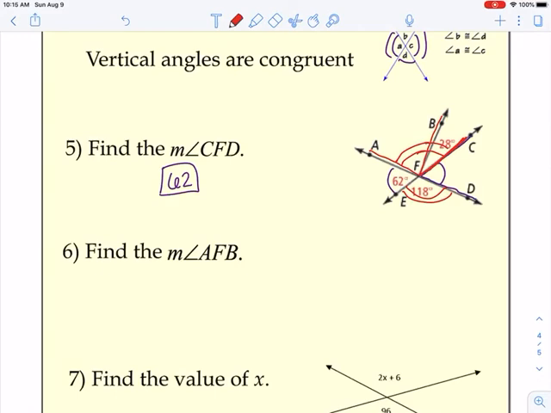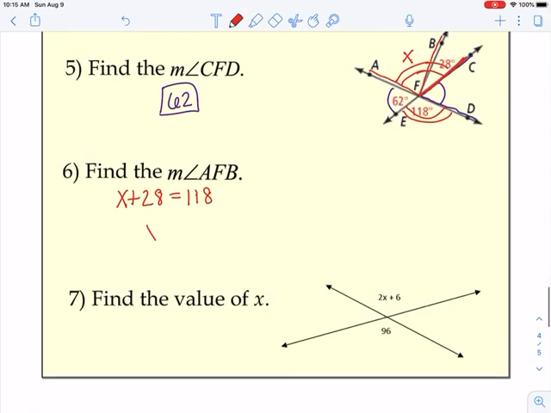So if I want to find the measure of this angle that I'm going to call x, that entire angle now, if I take my x and add 28 to it, has to equal 118. So I'm going to have x plus 28 equals 118. And if you subtract 28 from both sides, you should get an answer of 90. So the measure of just that little piece of that angle right there then will be 90.